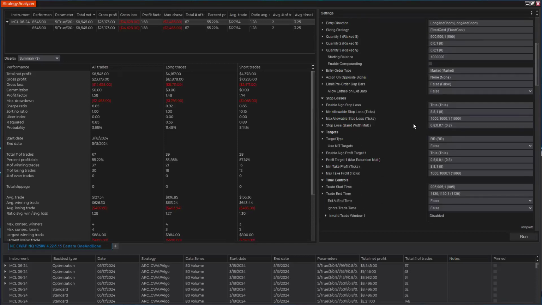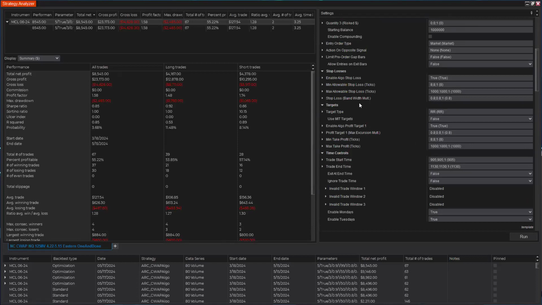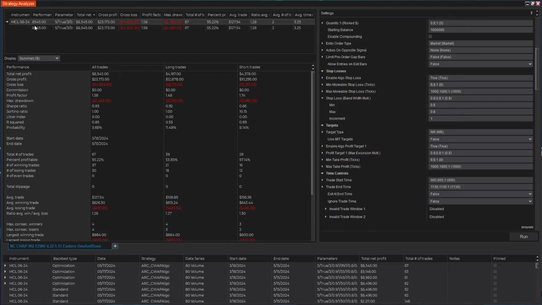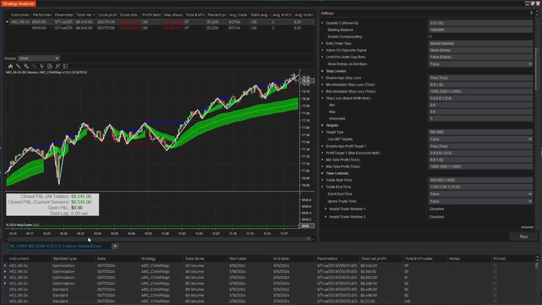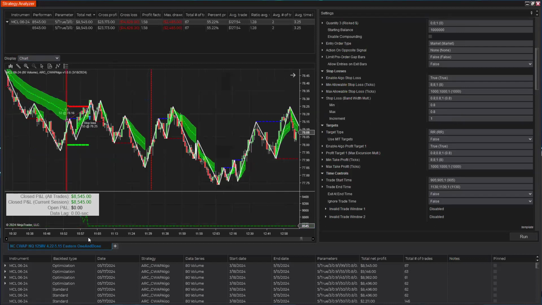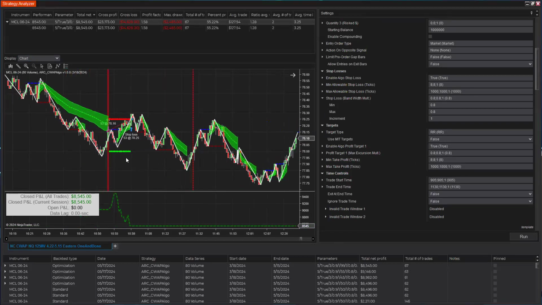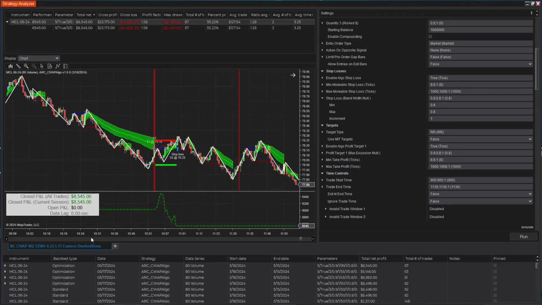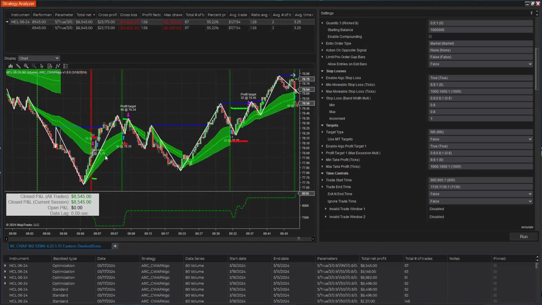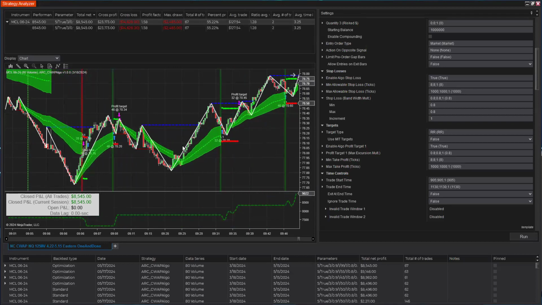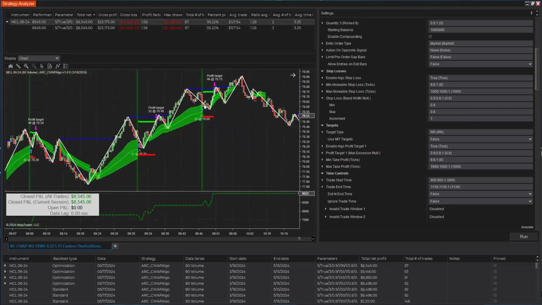Now we can go into targets and stops, and we can look at those. What we want to look at, especially with this, is, are we getting in early? Are we getting in late? Are we getting out early? Are we getting out late? Are we missing good trades? Are we getting into trades that we really don't want? That kind of thing. So this one, stop, target, target there, target there.